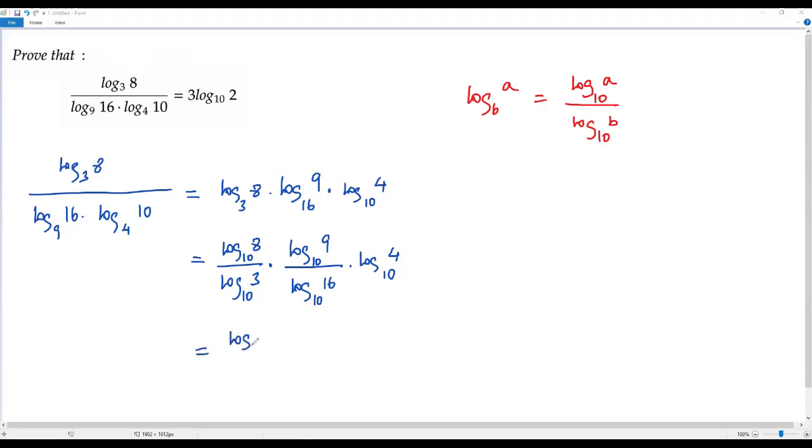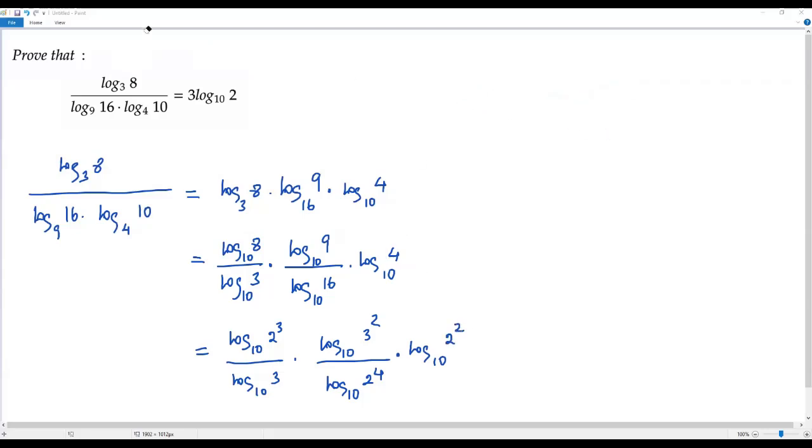For that, what I'm going to do is log base 10 of this 8 can be written as 2 to the third power because it's a power of 2, divided by log base 10 of 3, times log base 10 of this 9, which is a power of 3. We can write it as 3 square, divided by log base 10 of this 16, which is a power of 2. It can be written as 2 to the fourth power, times log base 10 of this 4, which is a power of 2. It can be written as 2 square. Okay, now let me erase the stuff we have over here and continue the problem.